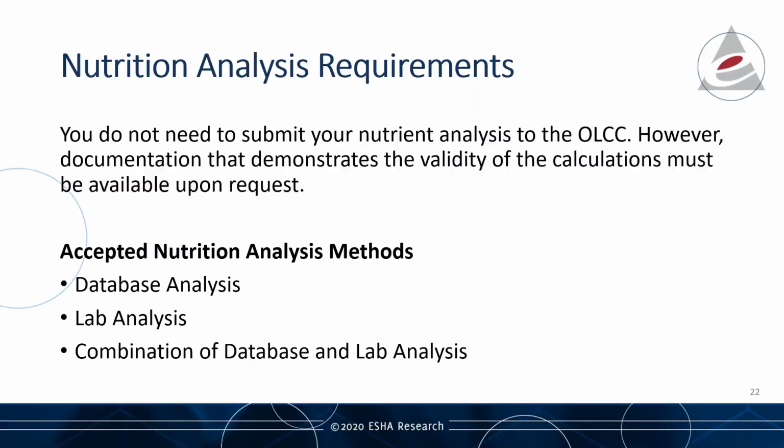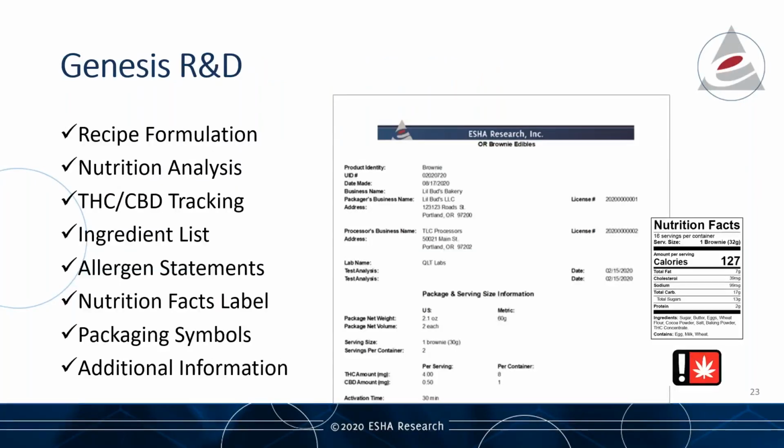For cannabis product labeling, OLCC does not require that you submit validation of your nutrition analysis, but if requested, you do need to make supporting documentation available. Genesis includes record-keeping tools to help you with this. And again, Genesis includes a nutritional or ingredient database, so you can use electronic databases or lab analysis or a combination of those to come up with the values that you report on labels.